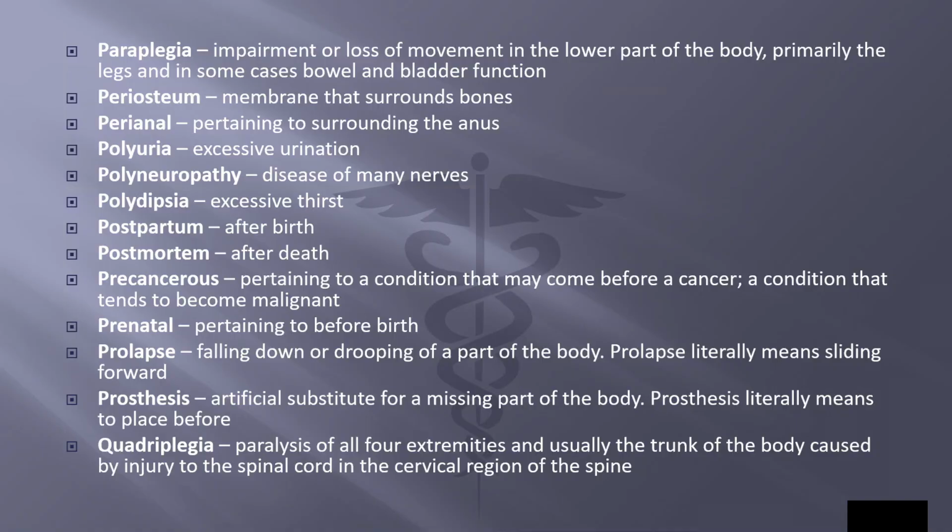Our side note, polyuria and diuretics. Polyuria is the excretion of an abnormally large quantity of urine. Diuretics are drugs that promote polyuria. They are used in the treatment of hypertension to lower blood pressure by removing excess fluid from the body. Then we have polyneuropathy. This is disease of many nerves. Polydipsia, excessive thirst. Symptoms of diabetes mellitus are polyuria and polydipsia.